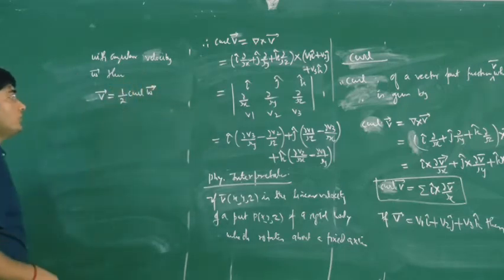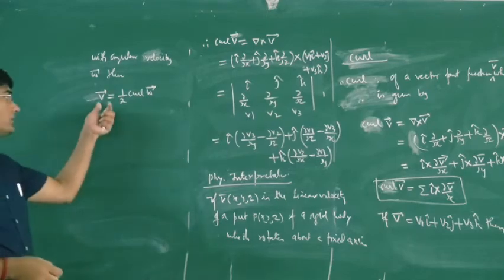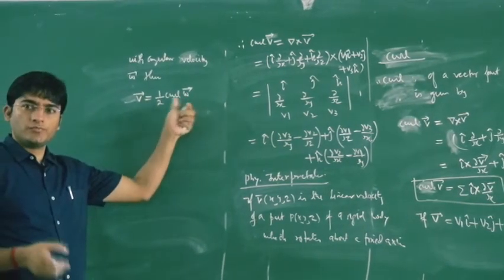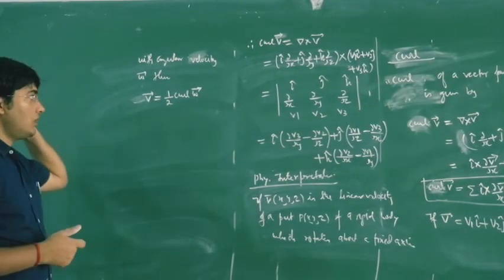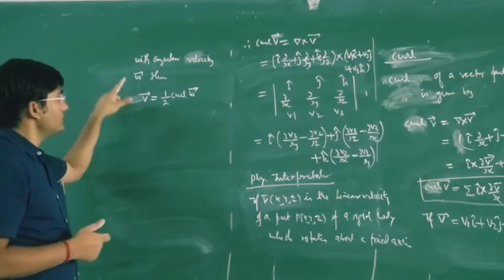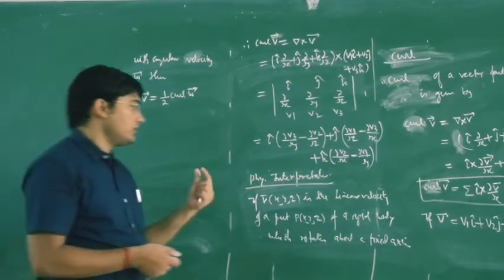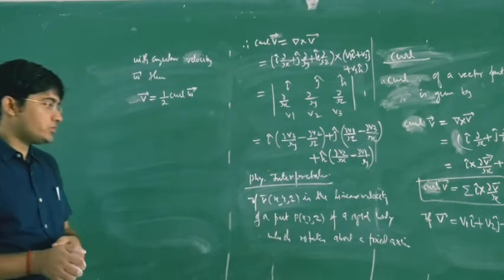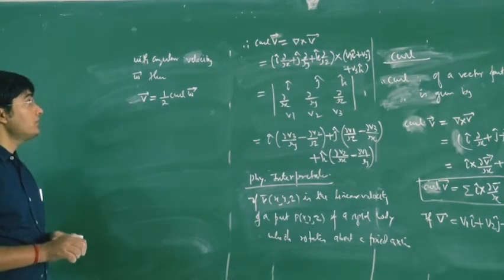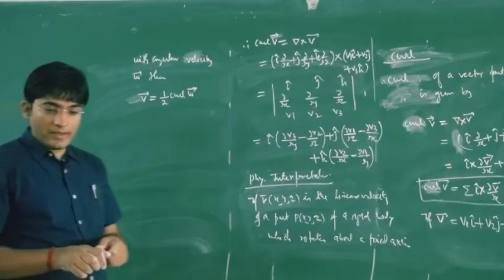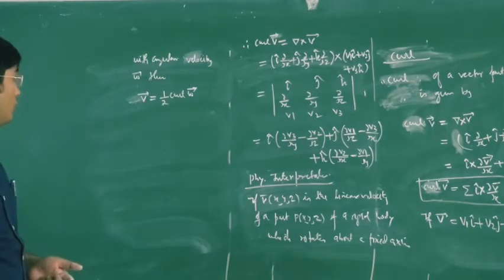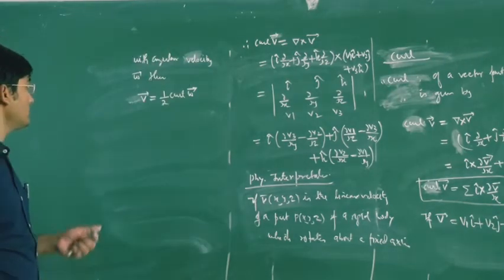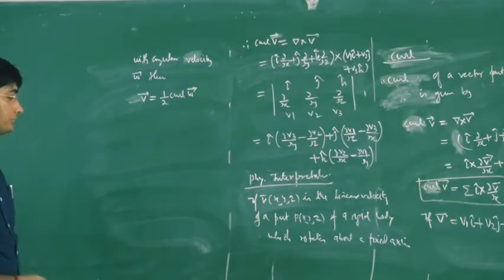Then your V is equal to half curl W. And we also know that the relation between V and W is V is equal to omega cross R. So in this case, when your V is the linear velocity of a point of a rigid body which rotates about a fixed axis with angular velocity omega, then your curl of W is equal to 2 times V.